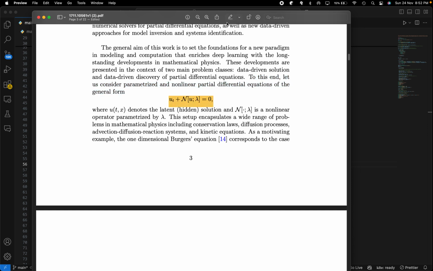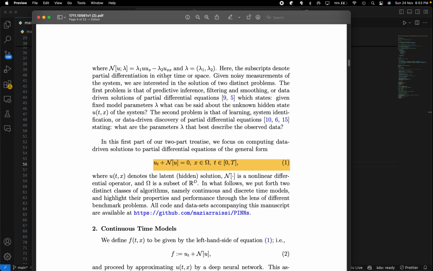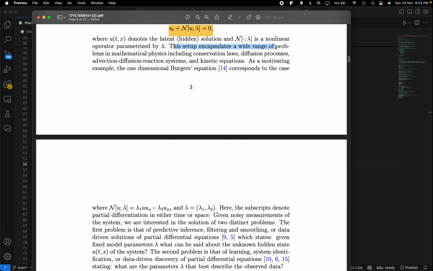So I know this is a little bit hard to understand, but basically the u(t, x) is the solution that you want to develop from this, and N is an operator parameterized by lambda. Now I feel like this is a little bit hard to understand as an equation, so we can go down and look at the example. This setup encapsulates a wide range of problems in mathematical physics: conservation laws, diffusion processes, and so on.